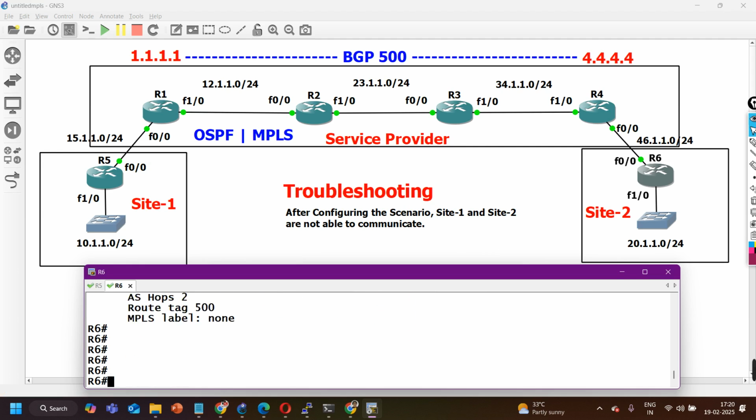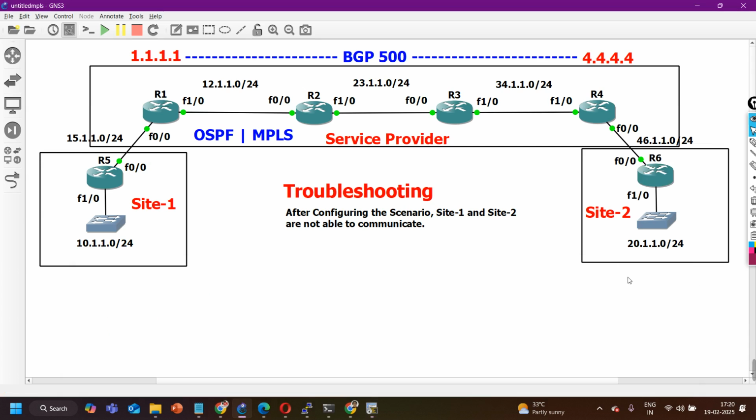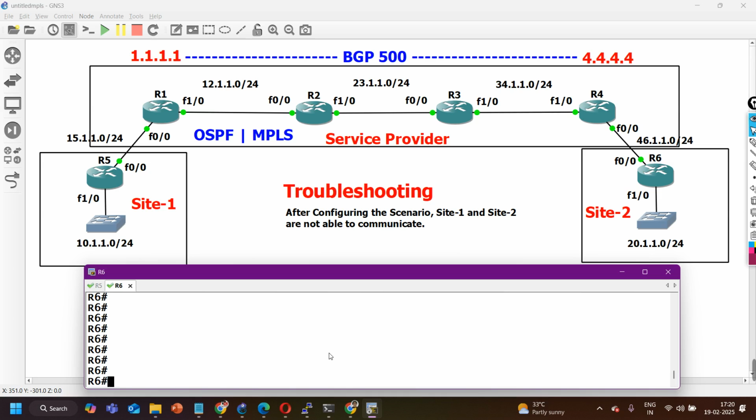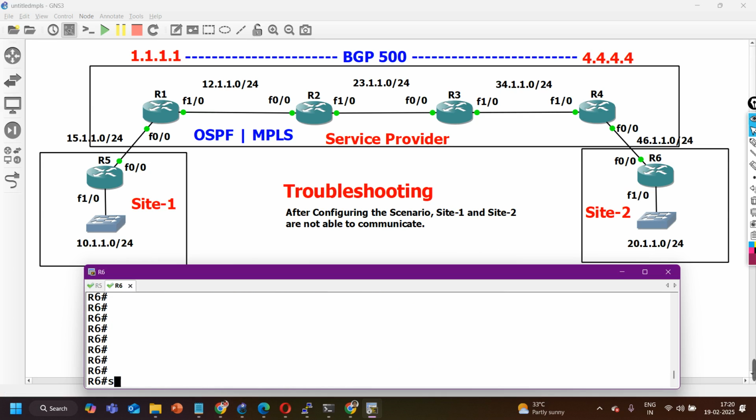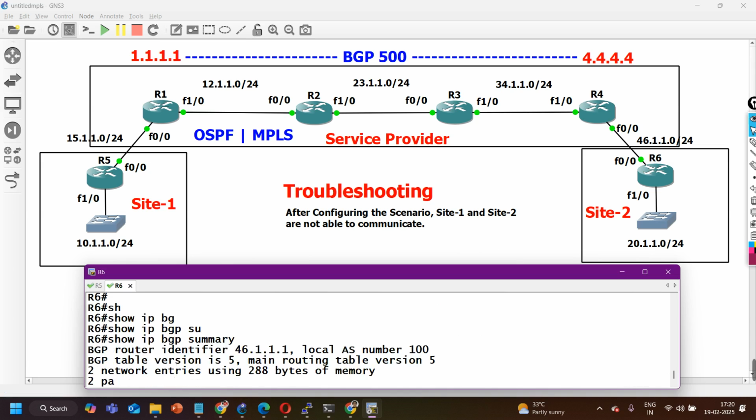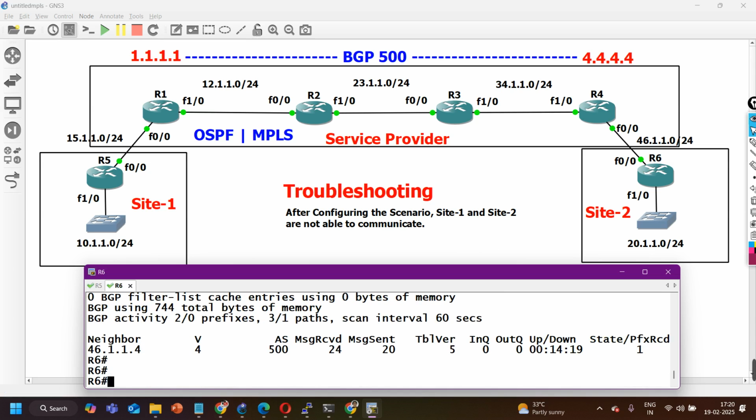So we have verified the customer edge routing table, right? In the customer edge routing table we have the route, right? That means we don't have any issue on the customer router, because definitely the BGP neighborship is there. So show ip bgp summary, then only I am receiving prefixes, you can see here. And on router number 6 also, show ip bgp summary, the route is there, correct?